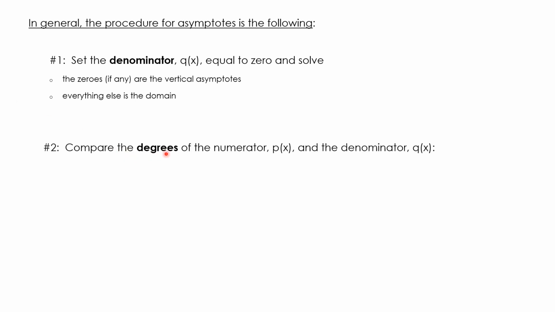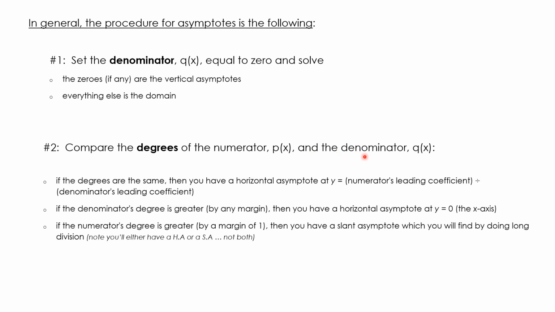Now we look at the degrees of the numerator, which is p of x, and the denominator. If the degrees are the same, then we do that leading coefficient divided by leading coefficient thing. If the denominator's degree is greater, then you're going to have a horizontal asymptote at y equals 0. That's our typical 1 over x, your base example of that. Your denominator degree is greater, so you have that easy horizontal asymptote at the x-axis. This is the hardest one: if the numerator's degree is greater by 1, then you have a slant asymptote, which you find by doing long division, and you'll have horizontal or slant, not both.